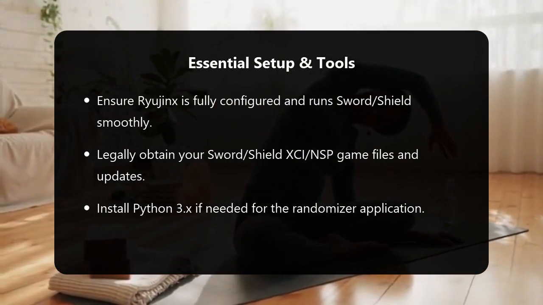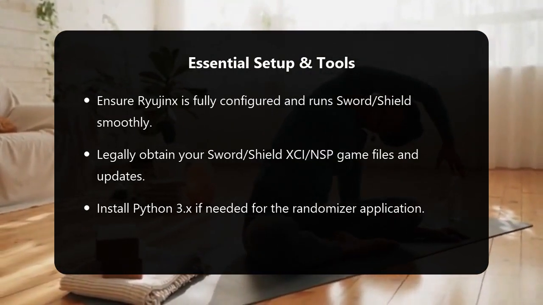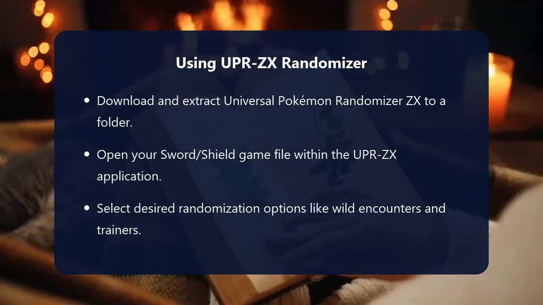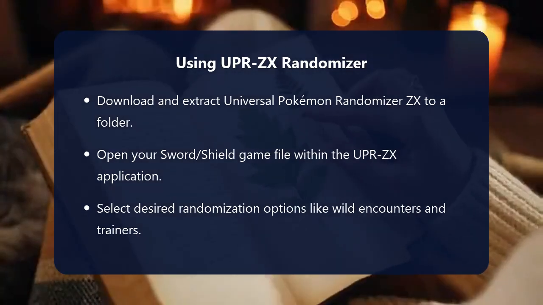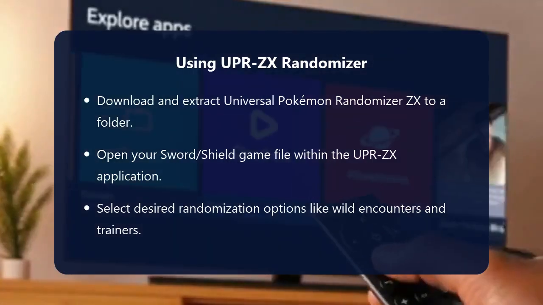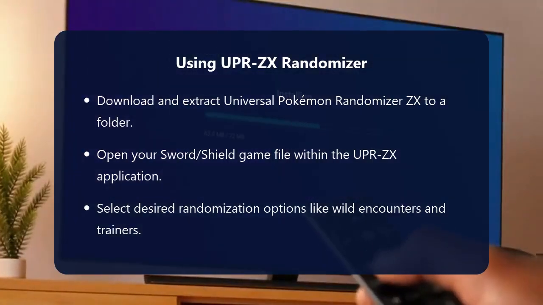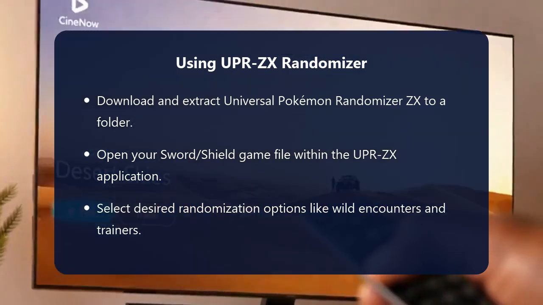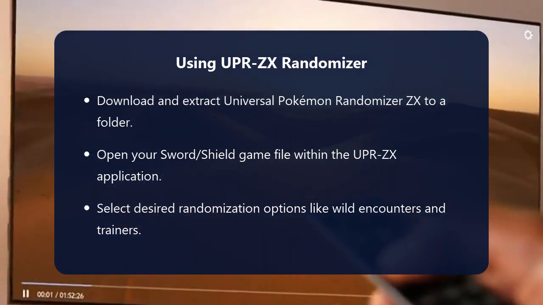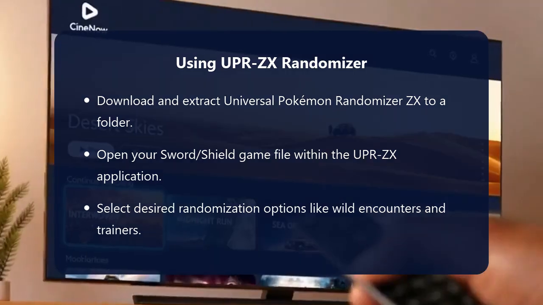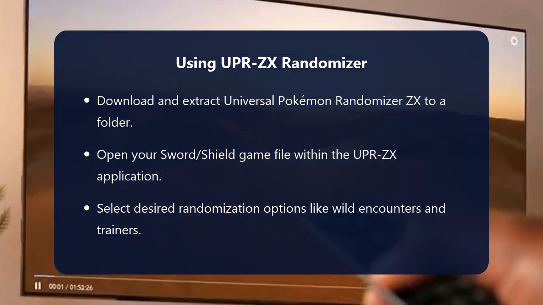The primary tool for the randomization itself is the Universal Pokemon Randomizer ZX, often abbreviated as UPR-ZX, which is a powerful Python-based application. So if you don't already have Python installed on your system, you'll need to download and install a compatible version, preferably Python 3.x, from python.org before proceeding, ensuring it's added to your system's path during installation for seamless execution. Once Python is ready, download the UPR-ZX tool from its official GitHub repository or a trusted source.